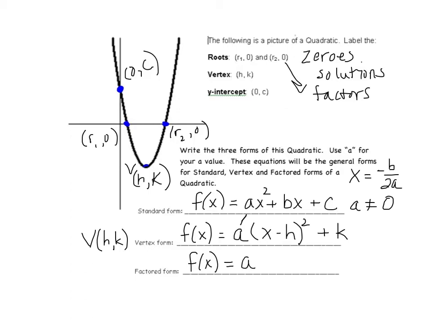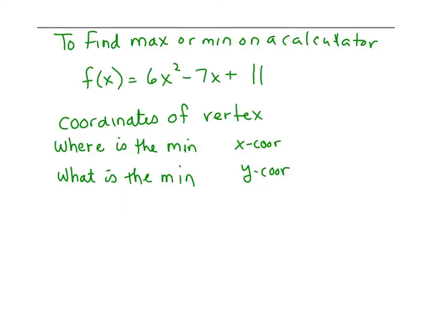Factored form looks like this. Same a, only this time I'm going to write it by its factors or its roots. And so that's what that looks like. I could multiply that out and it would look like standard form. I could multiply out the vertex form and get standard form. Once I get standard form, I can factor it to get factored form. So this is really important for you to remember.